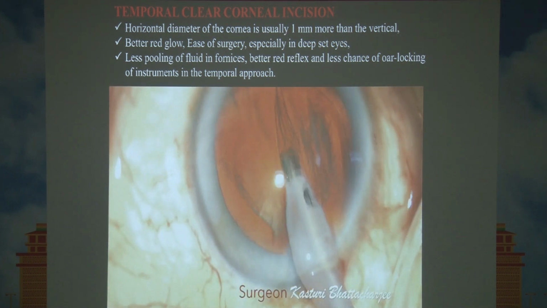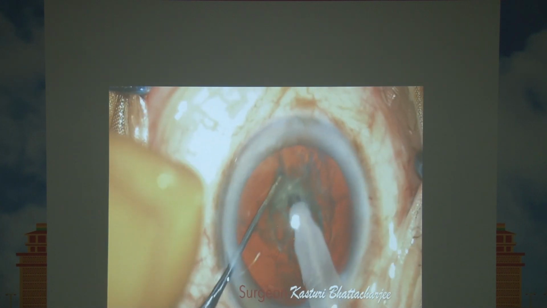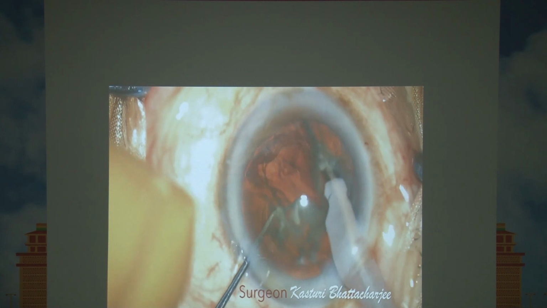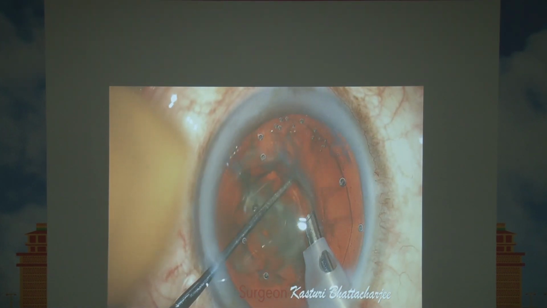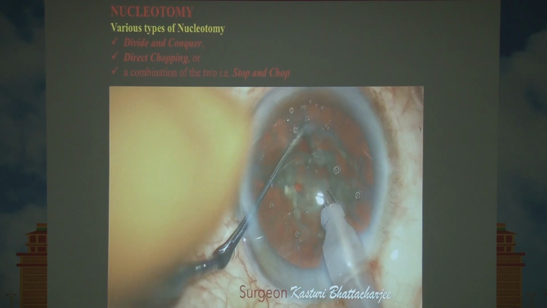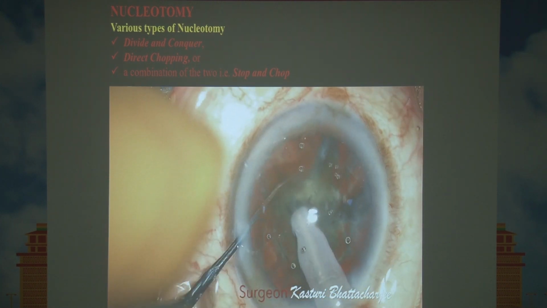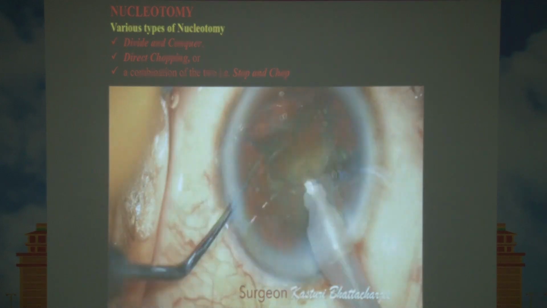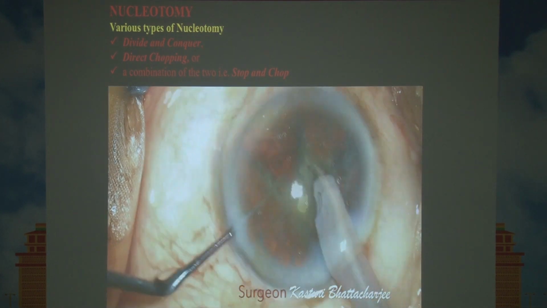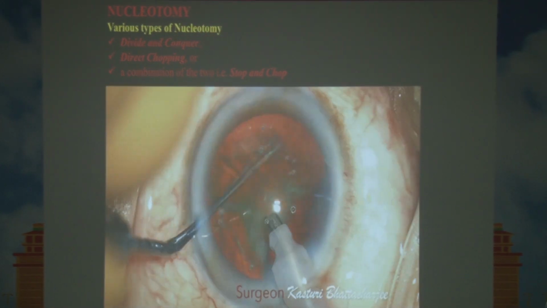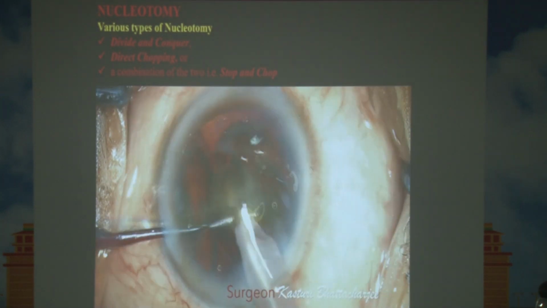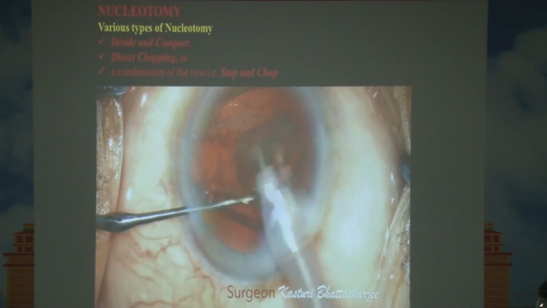Once the incision is done, this is followed by hydrodissection, hydrodelineation, and then the lensectomy. Lens fragmentation can be done by different techniques. Classically, when we all started, it was basically divide and conquer, then stop and chop, and now what most of us prefer is direct chopping. Once you take out the lens, the remaining epinucleus and the cortex need to be removed. So these are some of the steps, but every step is important.